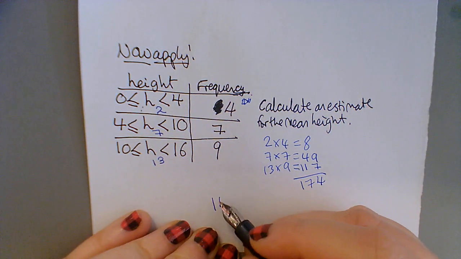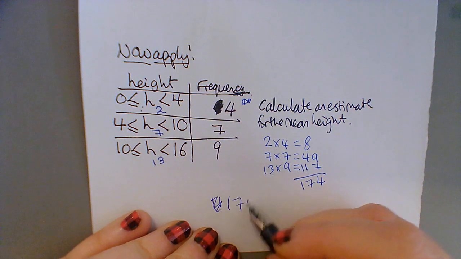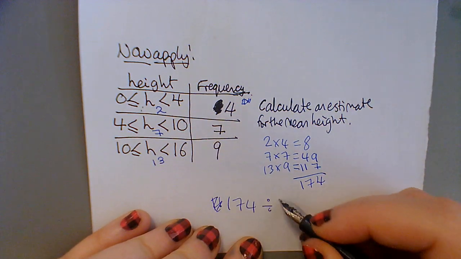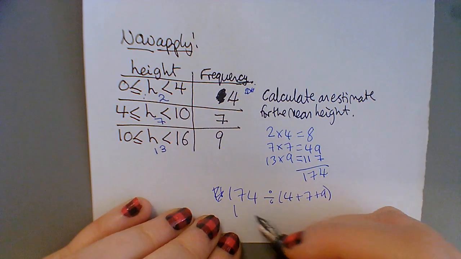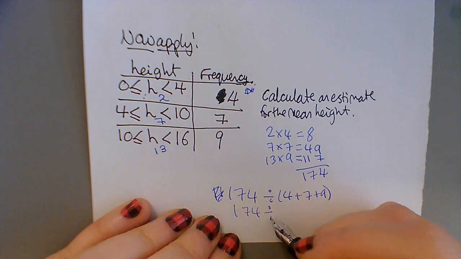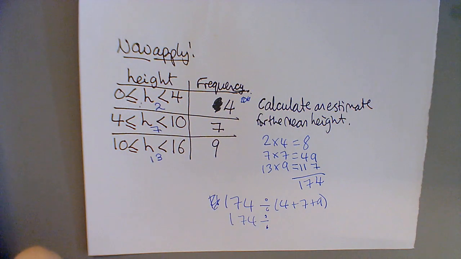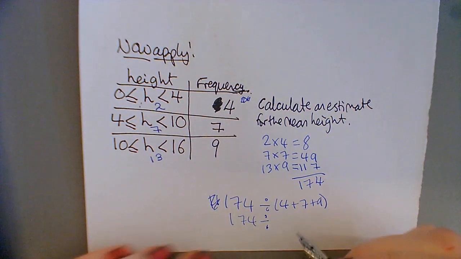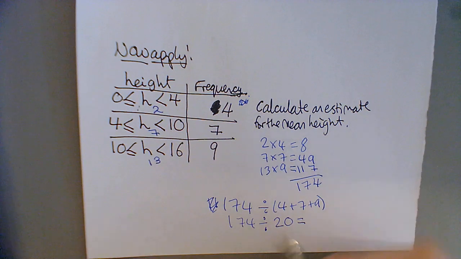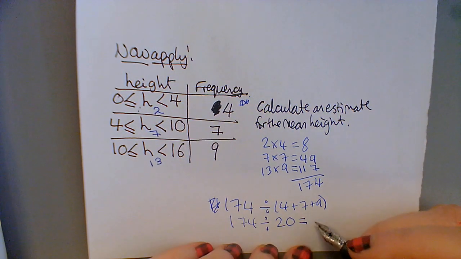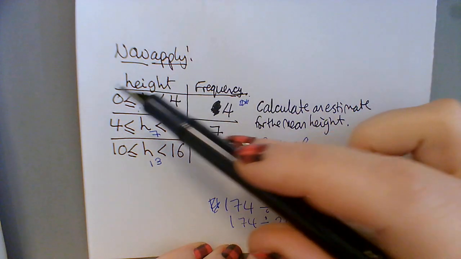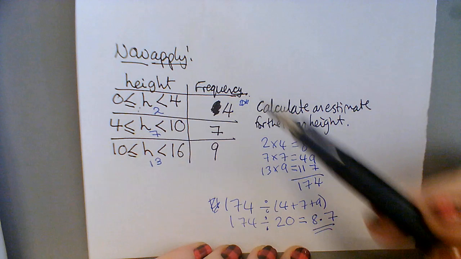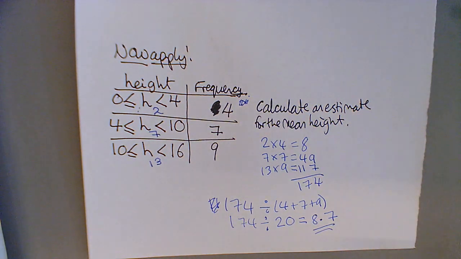And then I need to do 174 divided by 4, add 7, add 9. So that is 174 divided by 4, add 7, add 9, divided by 20. Use my calculator for that. Is 8.7. I just do a quick check. 8.7 is between 0 and 16, about halfway. Yeah, that looks about right.